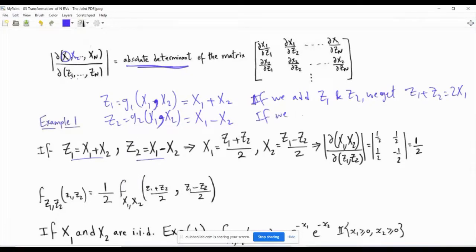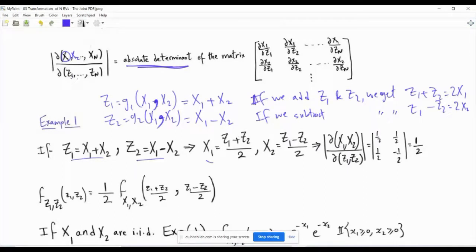And if we subtract, we get z1 minus z2 is equal to 2x2. So x1 is 1/2 z1 plus 1/2 z2, and x2 is 1/2 z1 minus 1/2 z2, which means that if I give you specific values for z1 and z2, what are the x's that will produce these values? They are very specific x's. So x1 will be 1/2 z1 plus 1/2 z2, x2 will be 1/2 z1 minus 1/2 z2.